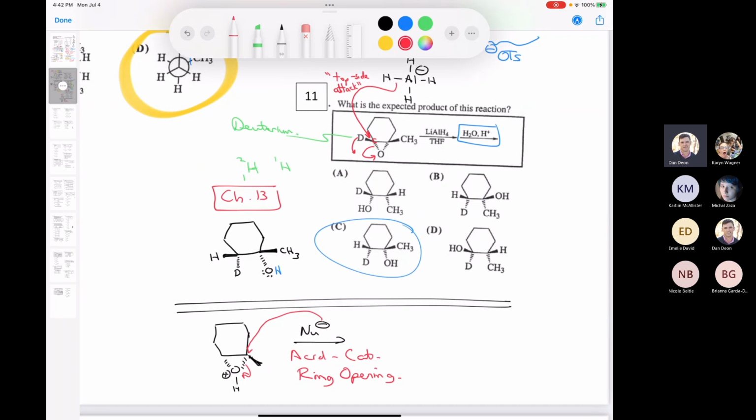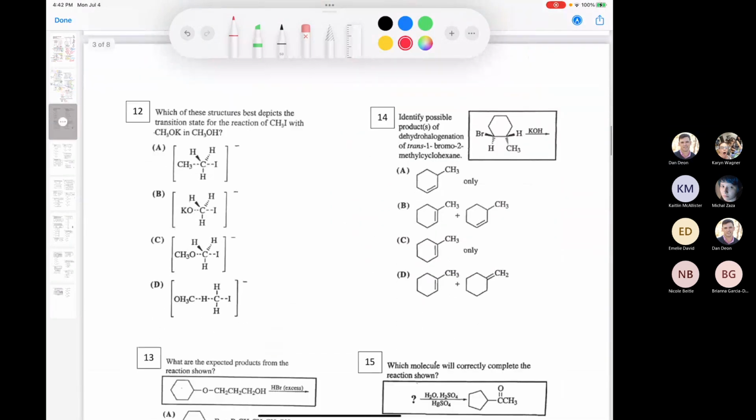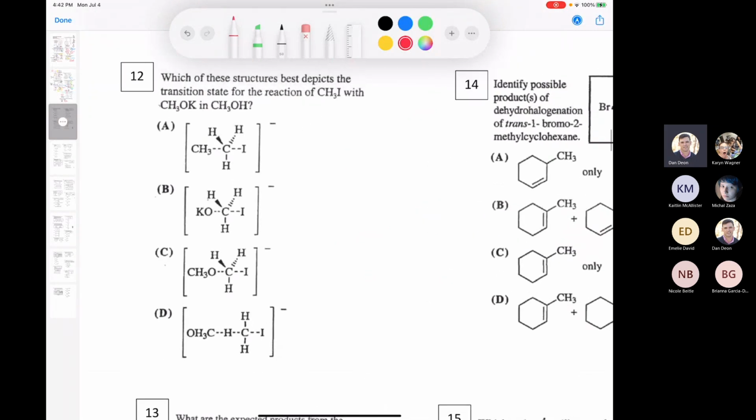It's almost like it's not an exception, because I provided you with a rationale when we did the chapter, but it's just one of those things that you have to be on your guard looking for. Okay, let's take a look at question 12.